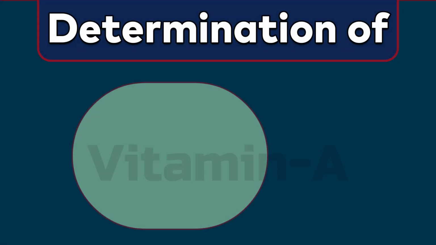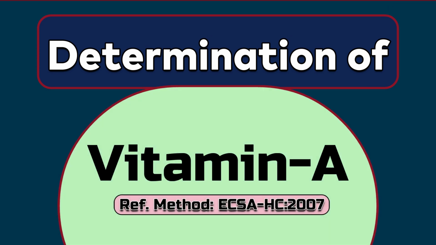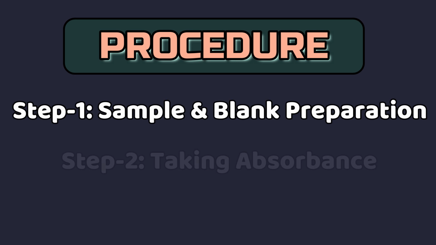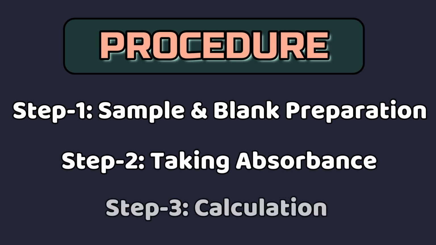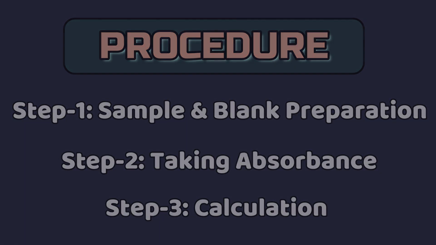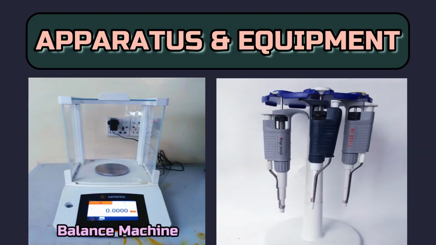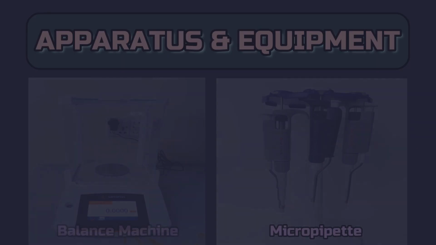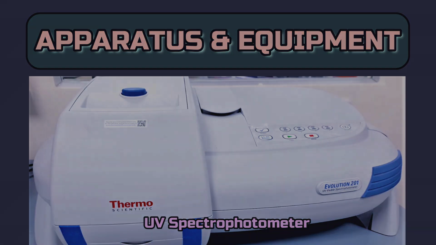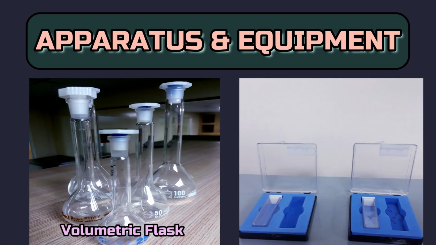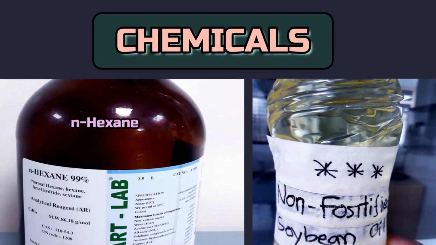Today we are going to determine the vitamin A concentration in soybean oil. To do this, we need to go through three steps such as sample and blank preparation, taking absorbance and calculation. To conduct the test, we need a balance machine, micropipette, UV-Spectrophotometer, volumetric flask, quartz cuvette, N-hexane and unfortified soybean oil.